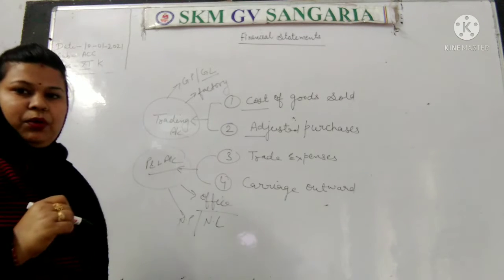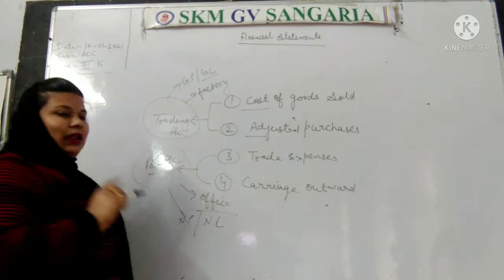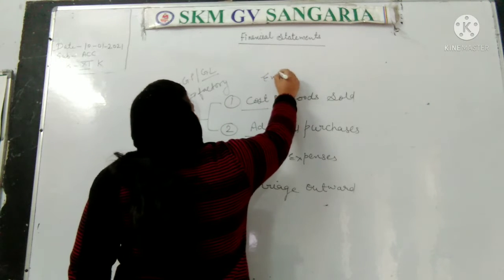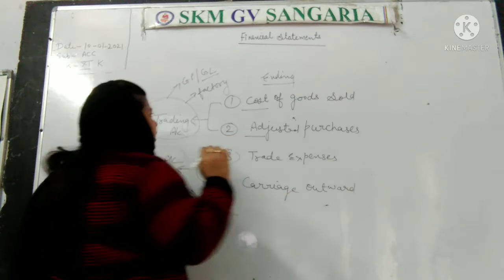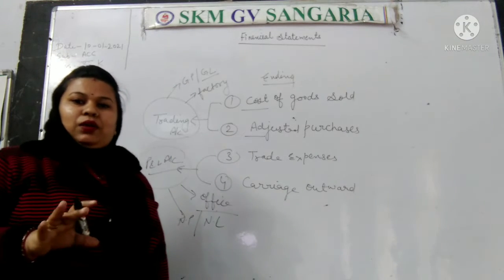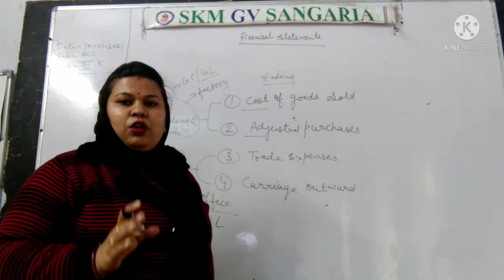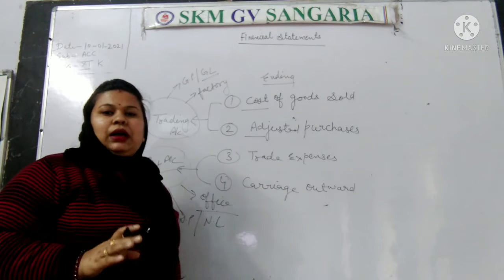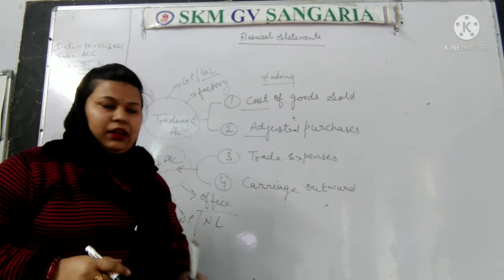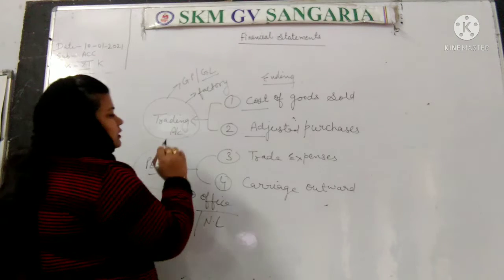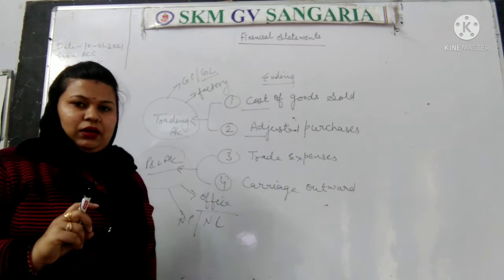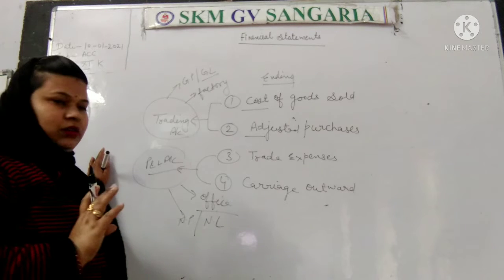And we know that trading and P&L account is prepared for one year, and it is prepared for the year ending, usually on the 31st March of any year. For the year for which we are going to compute the profit and losses, for that year ending we will prepare the trading and P&L account. And today we will discuss the questions related to trading account and how to prepare the trading account. So let's start to solve the numerical part.